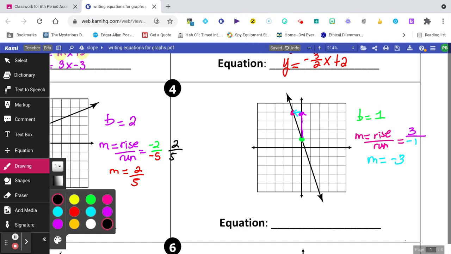And I write my equation in the form y equals mx plus b. I simply replace m and b. So m is -3 and b is +1. So that's the equation.